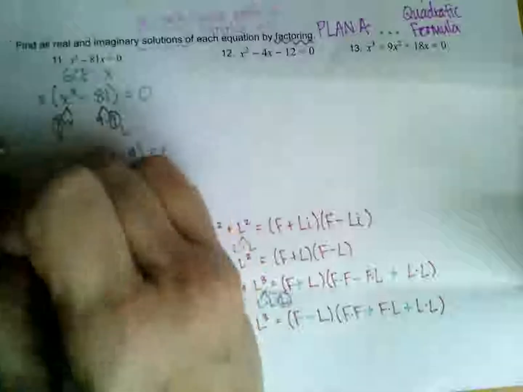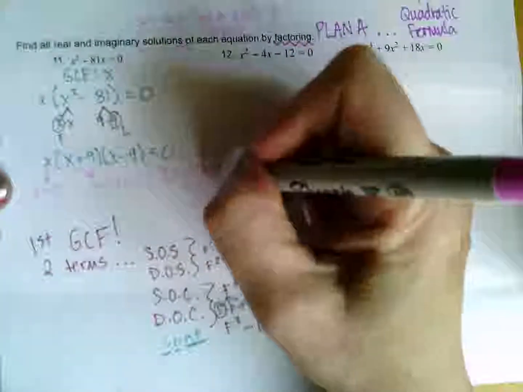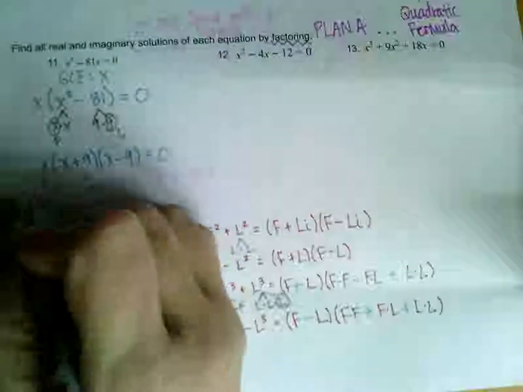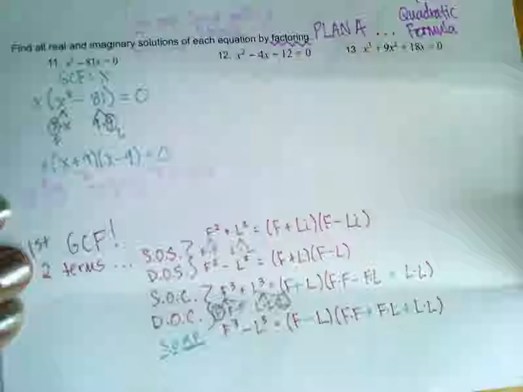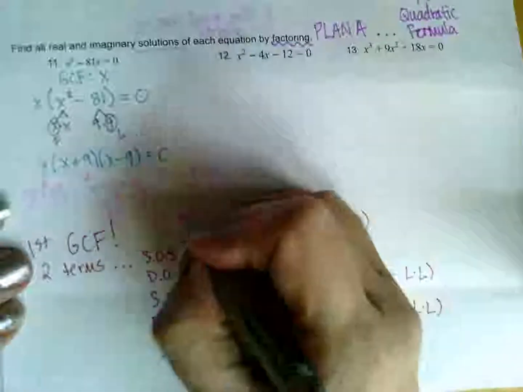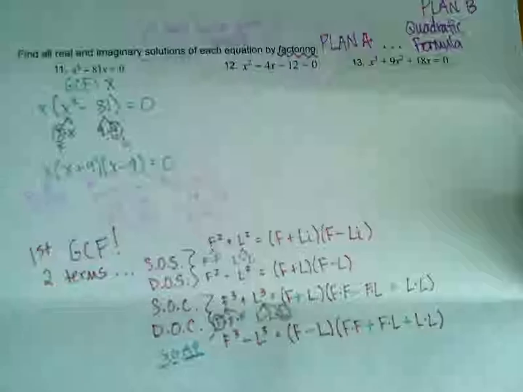So I set x equal to 0, x plus 9 equal to 0, and x minus 9 equal to 0. Then we solve for x. Well, this one's already solved. X equals 0 is one answer. This one we need to subtract 9 from both sides, so we get x equals negative 9. This one we need to add 9 to both sides, so we get x equals positive 9. So now we have found all of the real solutions, and there are no imaginary solutions to this equation.